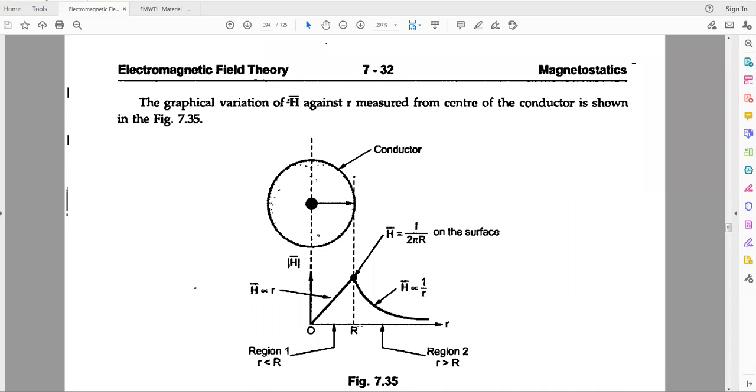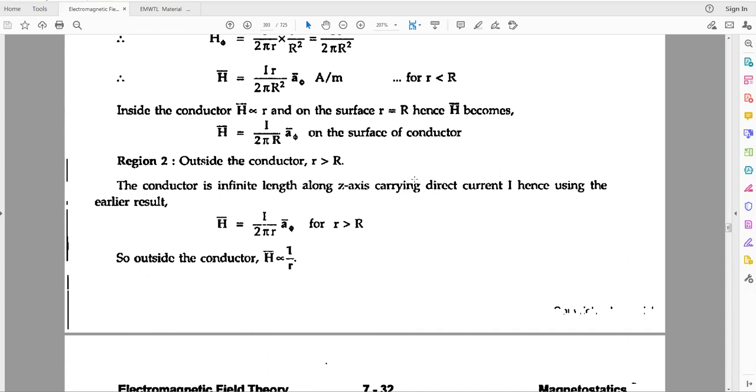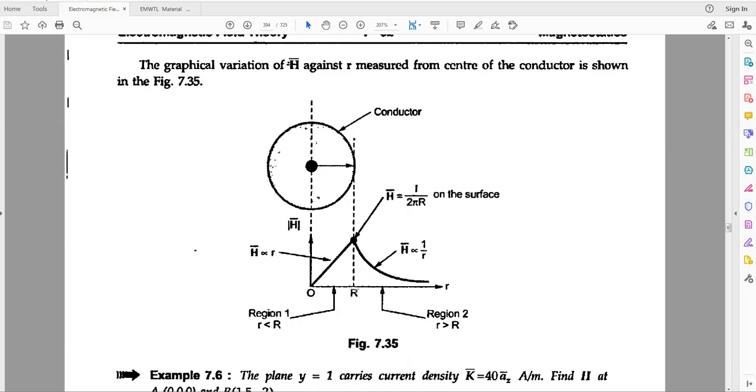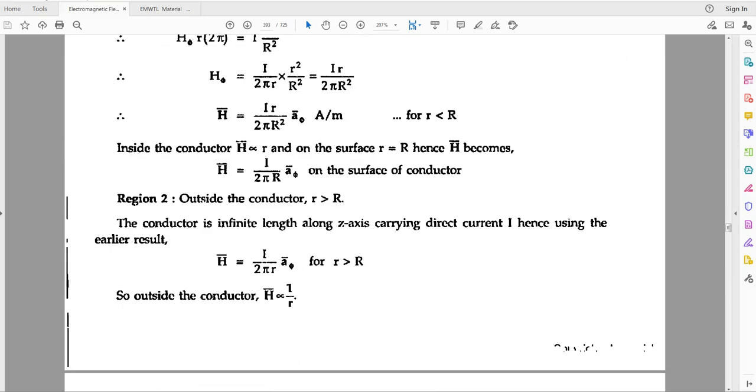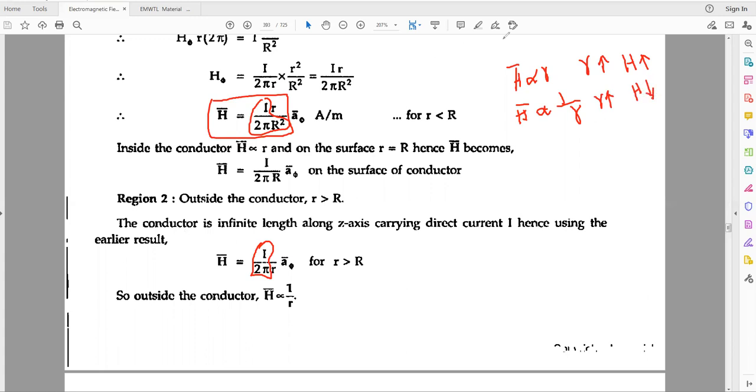So now I can draw from below R, the r is increasing. Why? Because the r is in the numerator. Slowly, if r increases, H bar also increases, and above R, it decreases. Inside, H bar is proportional to r. In this function, consider this a constant value, so H bar is proportional to r. Outside, H bar is I by 2 pi, a constant, and H bar is proportional to 1 by r. Inside, if r increases, H bar also increases. But here, if r increases, H bar decreases slowly. Okay.